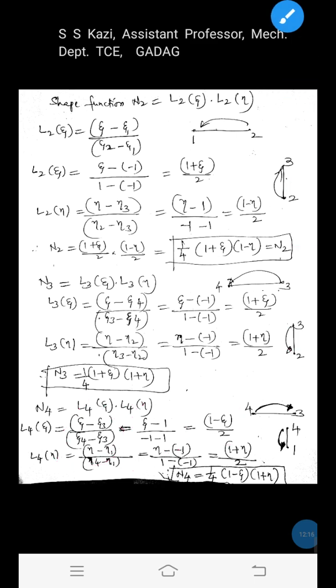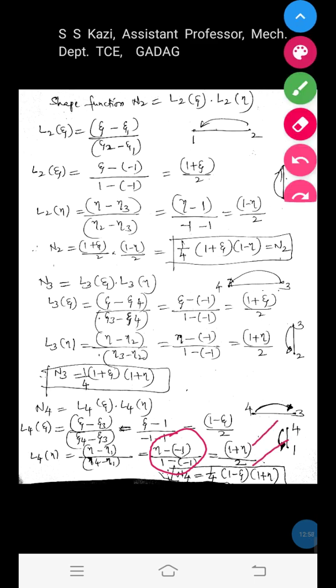Okay, now to calculate L4 of eta, for node 4 in eta direction there is node number 1. Now we will write an expression by using the Lagrange form of shape function: eta minus eta 1 divided by eta 4 minus eta 1. Now we will substitute the values of eta 1 and eta 4 into this expression. Eta 1 as minus 1 and eta 4 as plus 1. By calculating the ratio, we will get eta plus 1 divided by 2, that is 1 plus eta by 2.